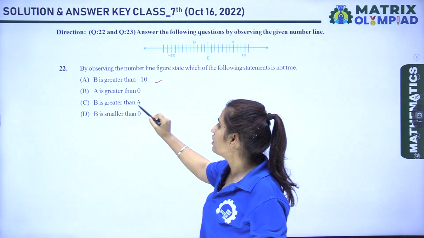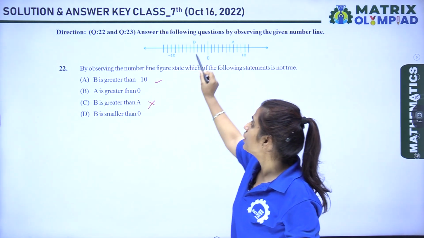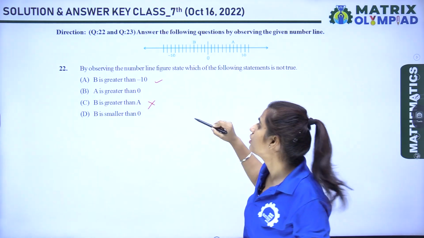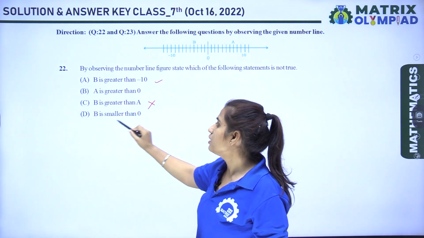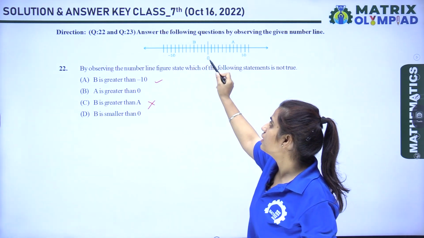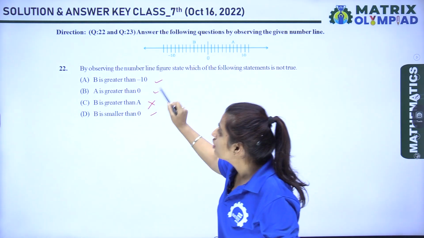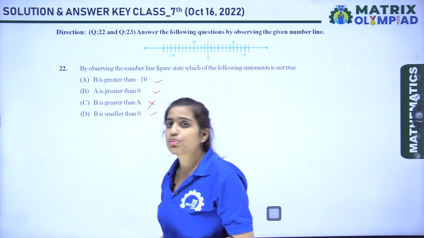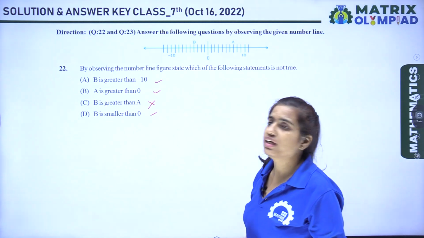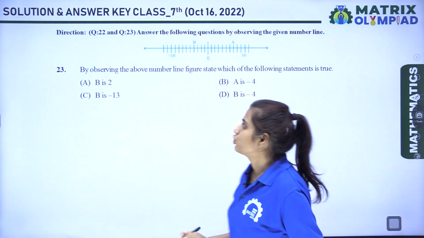B is greater than A. So option C is incorrect as B is on the negative side. B is smaller than 0. Yes, this is also true. So after observing these options, we can say that option C is the correct answer. Now, let's move on to the next question.